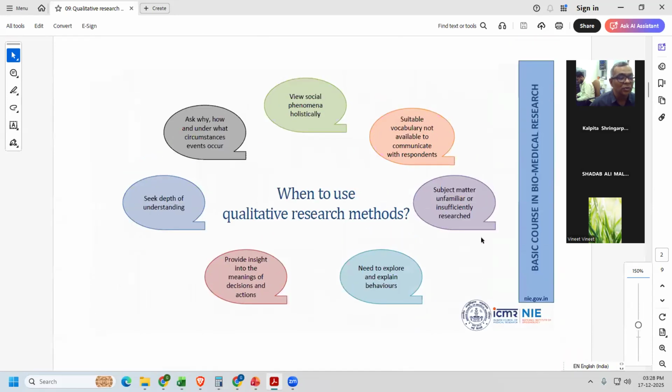So when to use a qualitative research method? There are a number of options. Number one is to view social phenomena holistically. Then, suitable vocabulary is not available to communicate with the respondent. Then, the subject matter is unfamiliar or insufficiently researched. Then, the need to explore and explain behavior. The next is to provide insight into the meaning of decisions and actions.